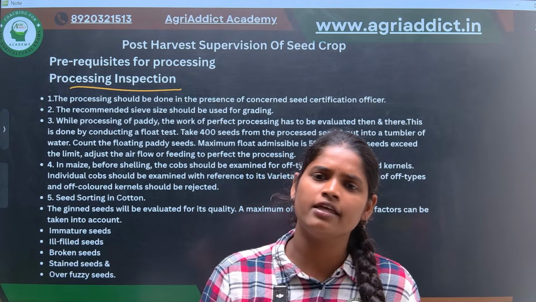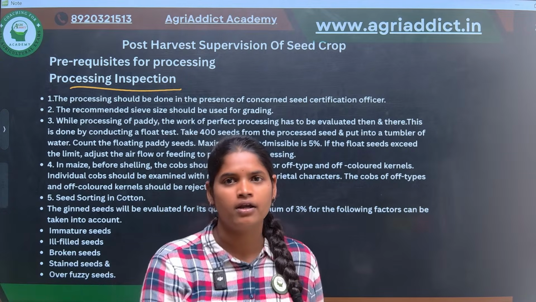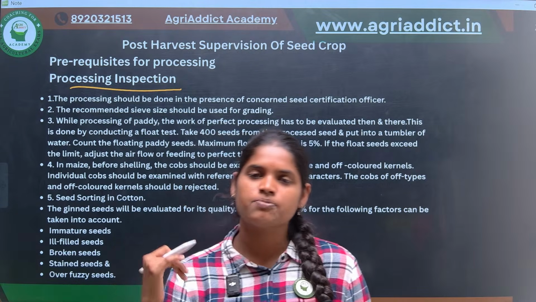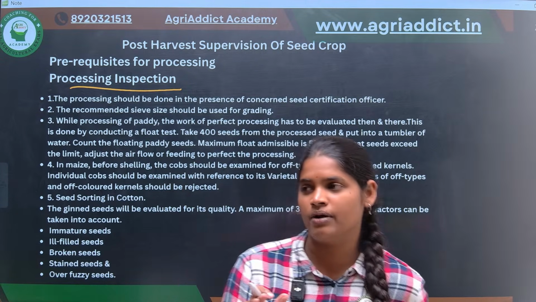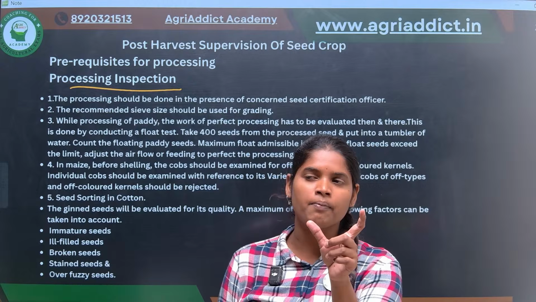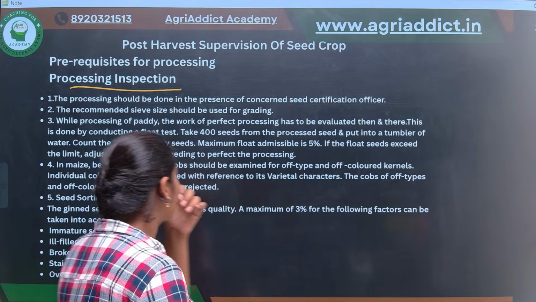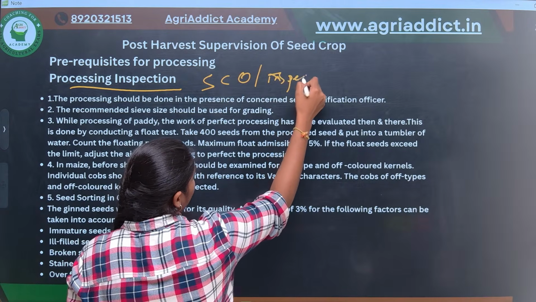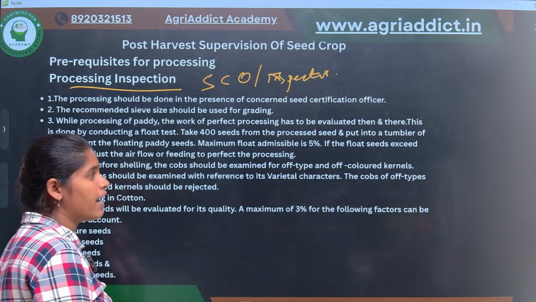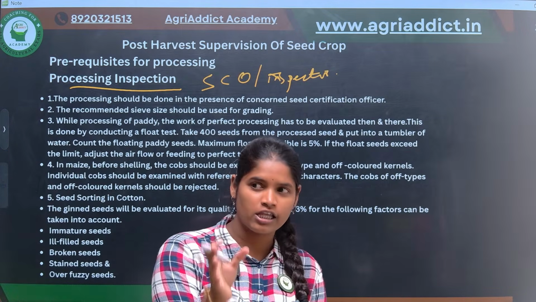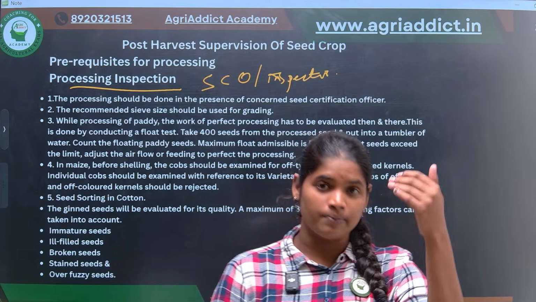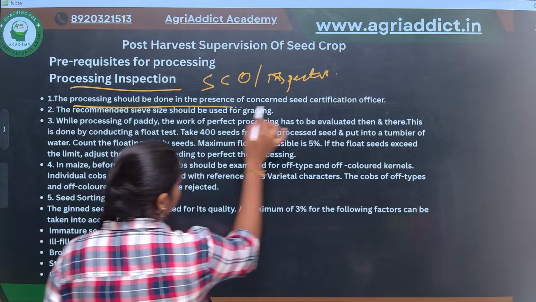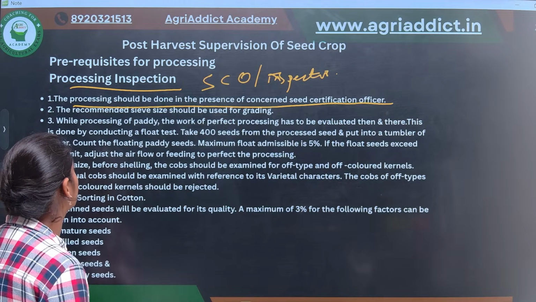That means he can inspect any number of times. Remember, it doesn't mean that there is no limit on inspecting the processing plant; for field inspection, we have a minimum number of inspections, right? But at the processing plant, the seed certification officer, that is the inspector, can inspect the seed processing plant, and he will check what all the equipment is and the flow of seed to processing. So the processing should be done in the presence of the seed certification officer.